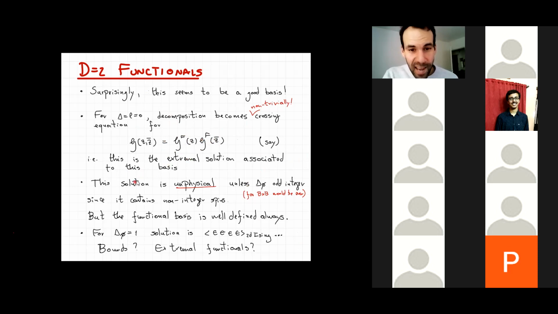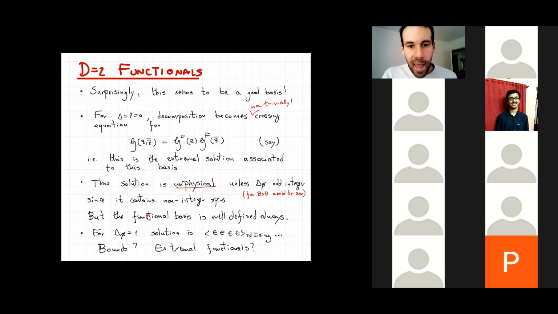Now, funnily enough, this solution usually is not a physical CFT correlator. It's not physical unless delta phi is an odd integer, because it's easy to check that if you take this correlator and expand it in conformal blocks, it will include non-integer spins. If delta phi is an odd integer, all the spins become even integers, and it's a physical correlator. But even though in general this is not a physical CFT correlator because of this requirement of integer spins, the functional basis is of course always well defined. There's nothing wrong with it. It's just a bunch of functionals, so you can just use them.